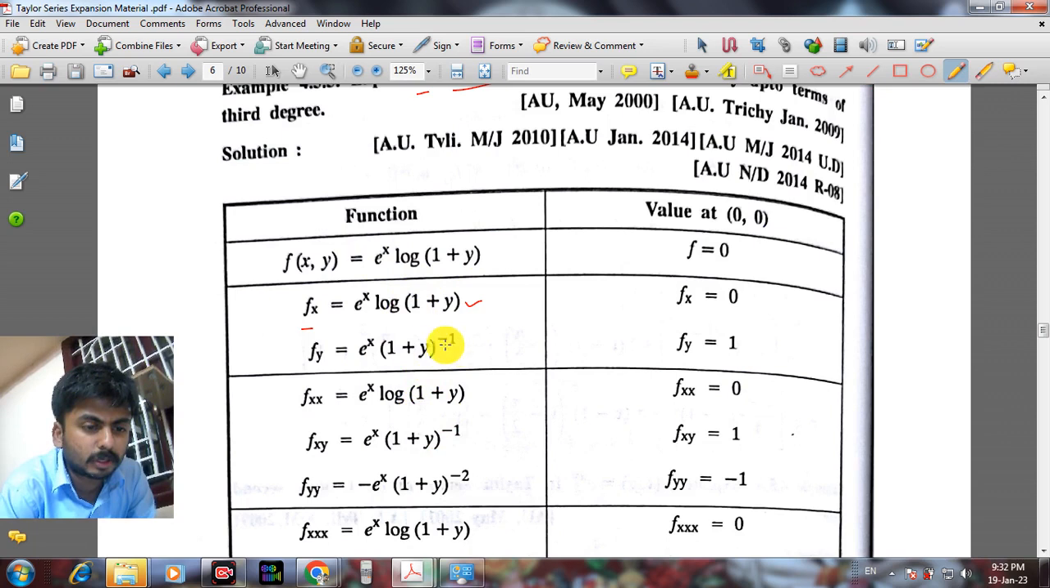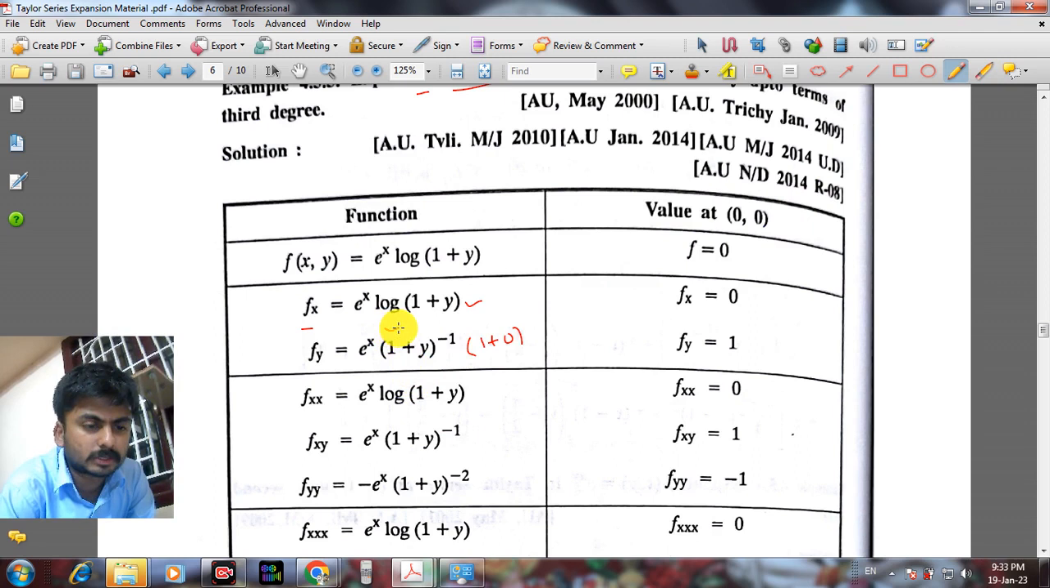1 plus y whole inverse into, when I differentiate this 1 plus y, I will get 1 plus 0. All the time I will get 1 plus 0. So 1 plus 0 is 1, and 1 into 1 plus y inverse is 1 plus y inverse.